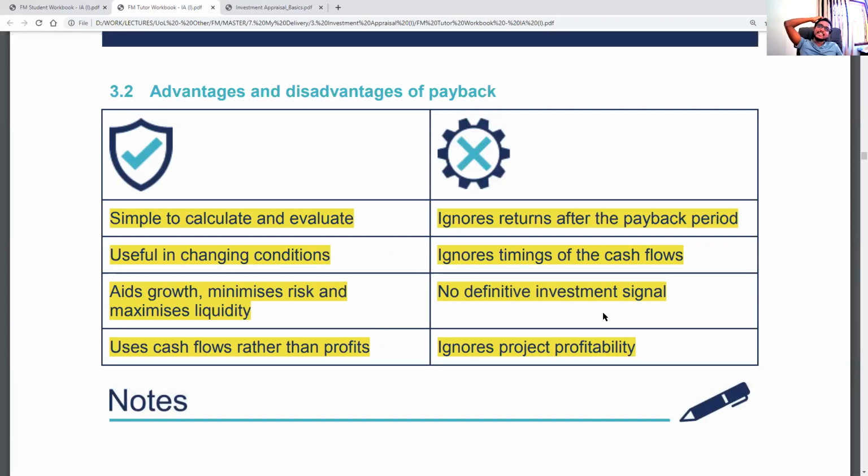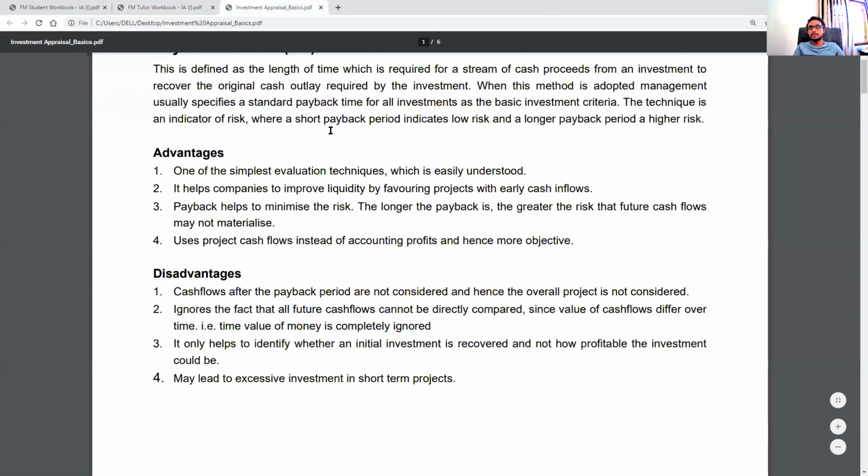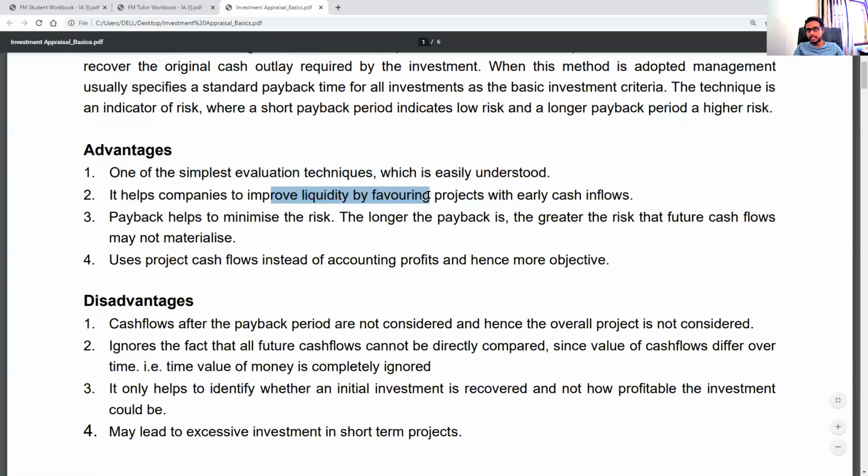So advantages and disadvantages of payback. Simple to calculate and evaluate. I've also given you the tube. This is my version of things, but you will find the same stuff here. One of the simplest evaluation techniques, it helps companies improve liquidity by favoring projects with early cash inflows. Payback helps to minimize risk. Longer the payback is, greater the risk. Uses the project cash flows instead of accounting profits, so more objective.